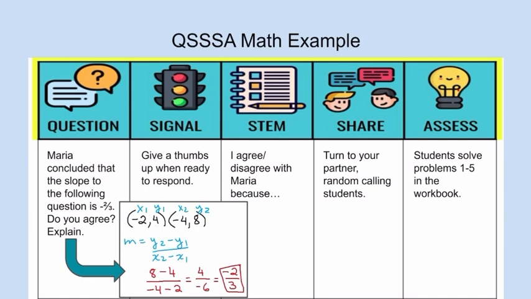And then afterwards, I would randomly call students. So for randomly calling students, you can even make it like the tallest person in the group has to share, or the person with the first name in the alphabet, like if it's A, they would share first, etc. Finally, after we have shared and we have discussed this, it's time to assess. Students can solve problems 1 through 5 in the workbook, which would be about slope.